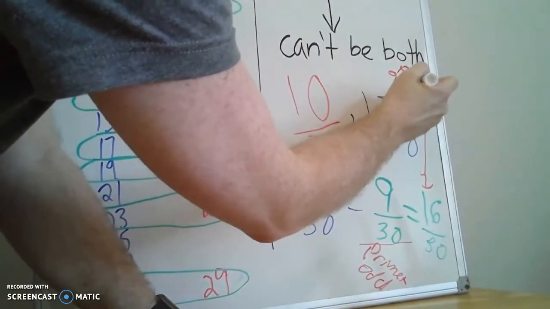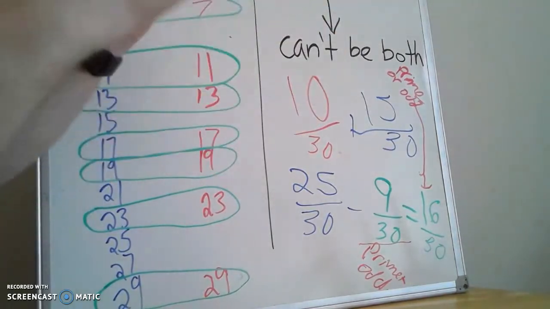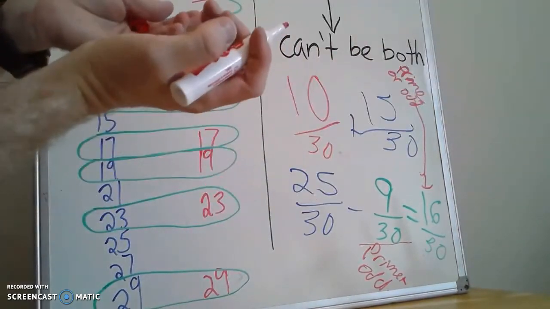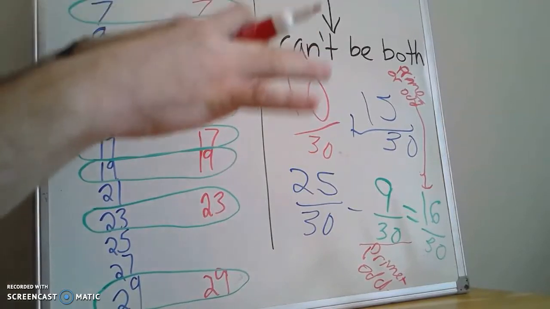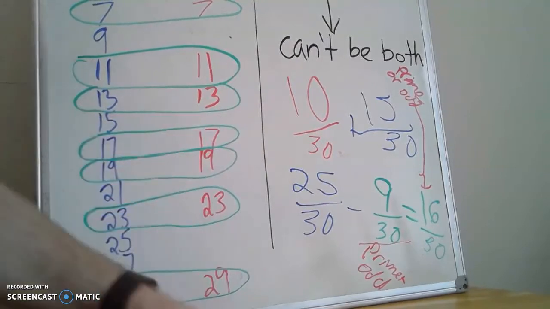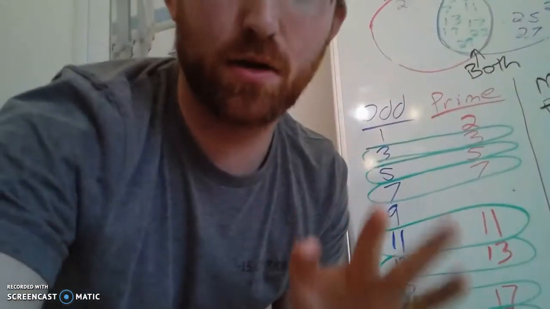Remembering that it can be both an odd prime number or just a prime number, but we have to make sure that when we count, we are looking at both sides and then we take out the intersection.